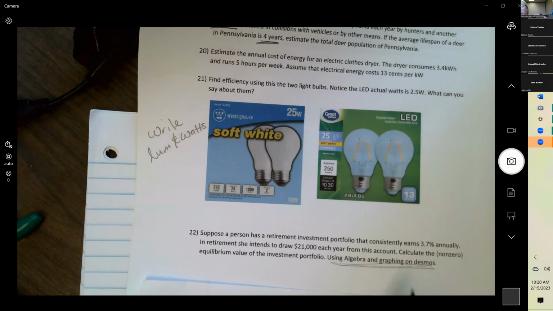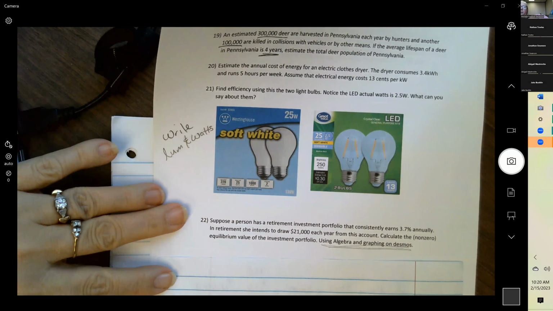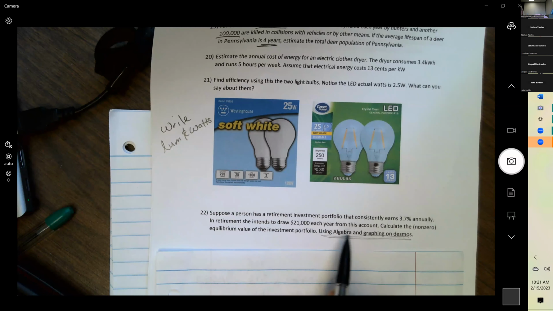So this one you need to do algebraically and graphing. Suppose a person has a retirement investment portfolio that consistently earns 3.7% annually. In retirement, she intends to draw $21,000 each year from this account. Calculate the non-zero equilibrium value of the investment.